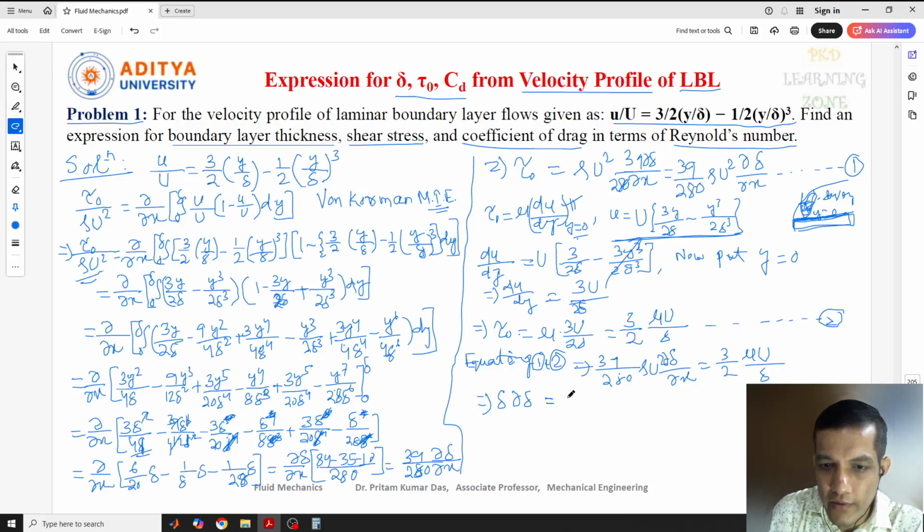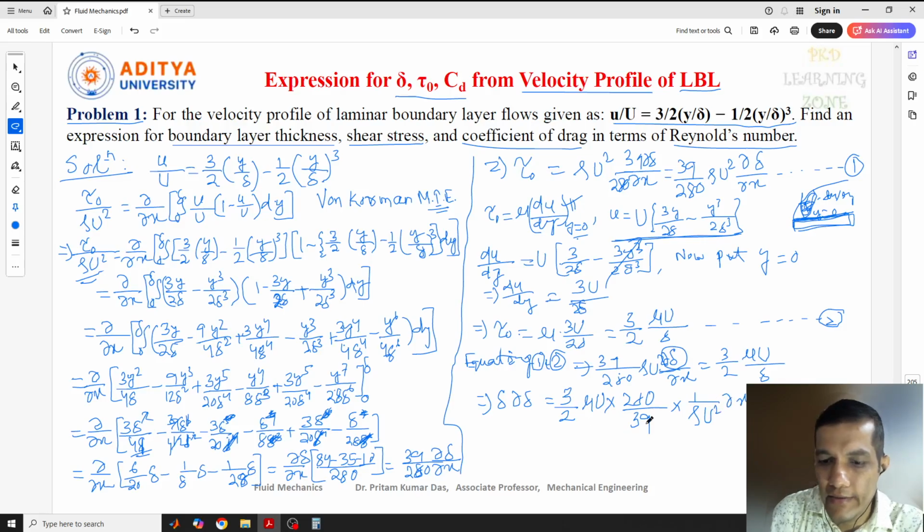Okay, and this one we can write. So what I have done here, see this delta part and this term I have taken to this side, and other terms are there as usual. So this is 3 by 2. So 3 by 2 already is there, mu into u into, this will be reverse, 280 by 39, and this is 1 by rho u square del x.